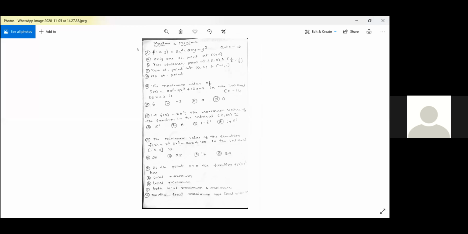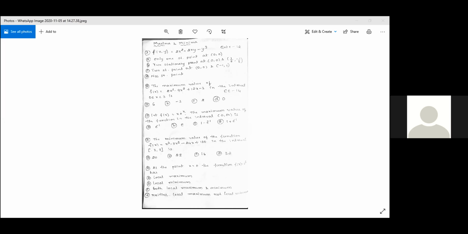Yes, sir. Just to see the first problem, f of xy equals 2x square plus 2xy minus y cube. Then it has only one stationary point at 0, 0; two stationary points at 0, 0 and 1 by 6 comma minus 1 by 3; two stationary points at 0, 0 and minus 1, 1; or there is no stationary point. So these are the questions, a few questions.